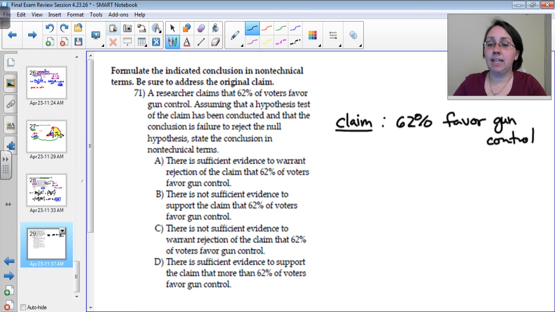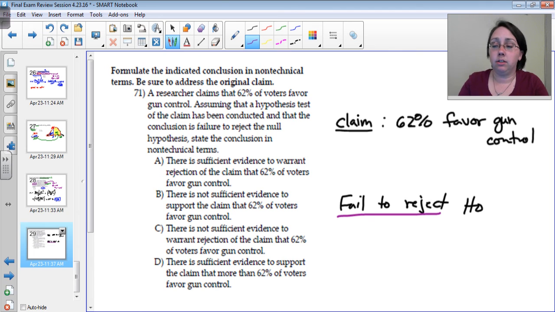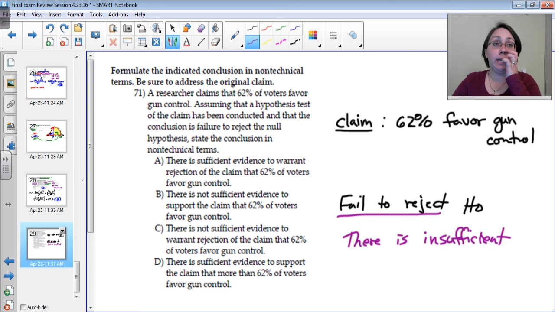Assuming that a hypothesis test of the claim has been conducted and that the conclusion is fail to reject the null, state the conclusion in non-technical terms. Oh wait, this is a conclusion. Oh, this should be straightforward. Okay, hopefully. We'll see. When you fail to reject, does that mean you had sufficient or insufficient evidence? Insufficient. Very good. There is insufficient evidence. So immediately you should be able to cancel out some answers. Sufficient is gone. Sufficient is gone. All right. Not sufficient is the same as insufficient.